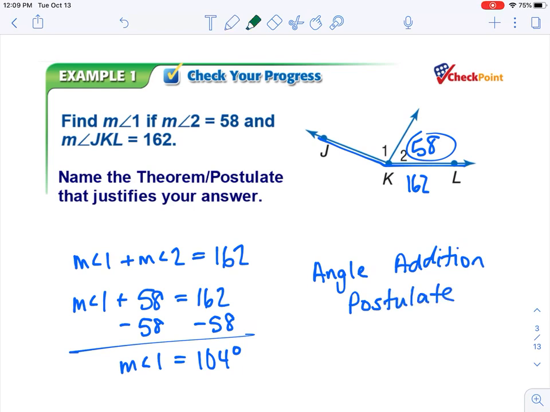Make sure, don't just write the word addition. We have segment addition postulate. We have addition of congruence. Okay, don't just use addition. We have to state exactly which sort of addition we're using.